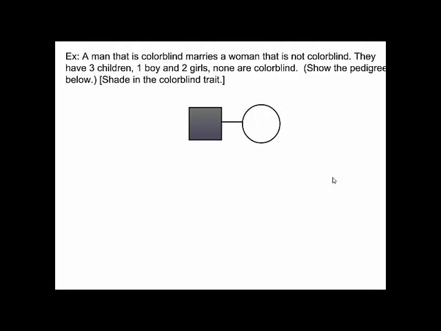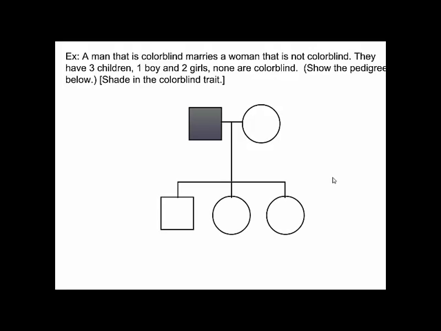And then they have 3 children. So that's where we're going to do our offspring line with our siblings. Since there's 3 of them, instead of having 2, we're going to have 3 lines coming down. We have 1 boy, 2 girls, none of which are colorblind. So I'll have a square and 2 circles, none of which are colored in.